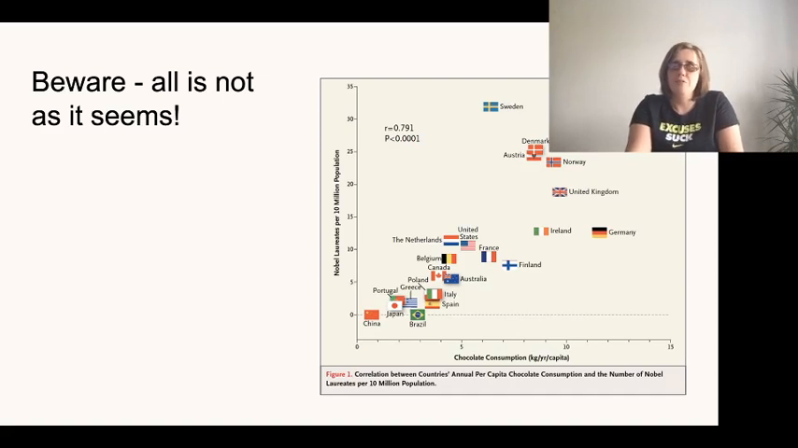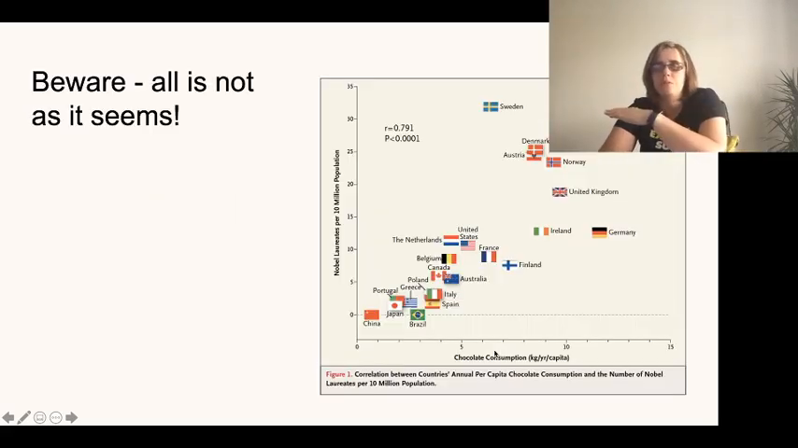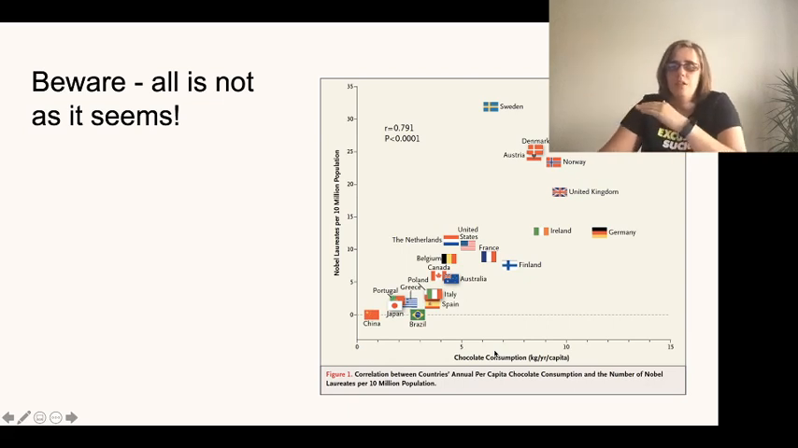And this is probably more apparent here. So this is a correlation between, on the Y-axis, the number of Nobel laureate prizes per 10 million population, and the chocolate consumption per kilogram per year per capita. So how much chocolate do people eat? So Switzerland looks like it is super smart. It has lots of Nobel laureates per 10 million of their population, and they also eat lots of chocolate.